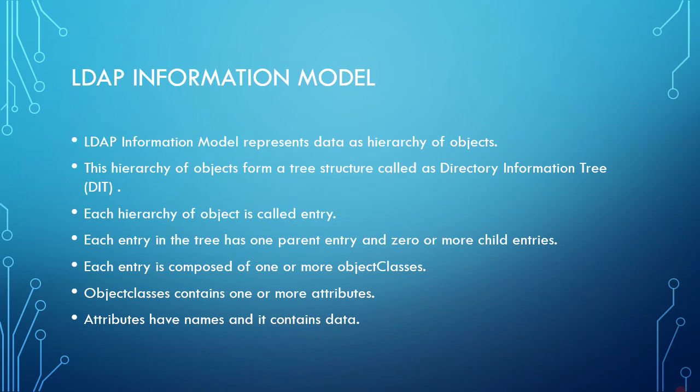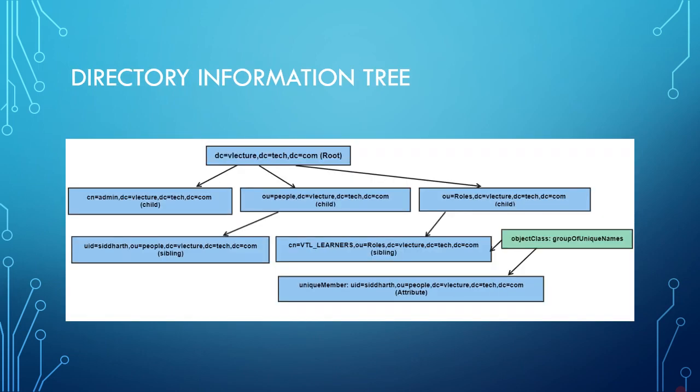Each entry is composed of one or more object classes. Object classes contain one or more attributes. In turn, attributes have a name and finally contain the data. The following picture shows a directory information tree which is created on an OpenLDAP server.